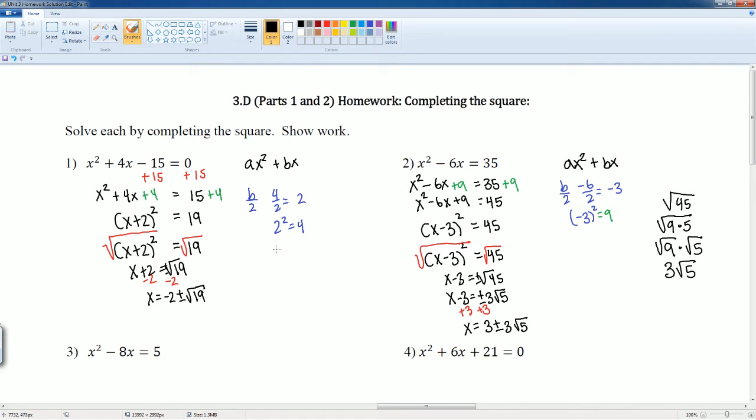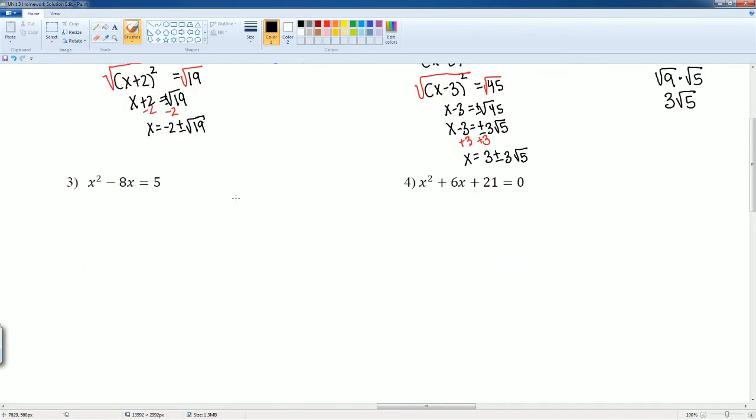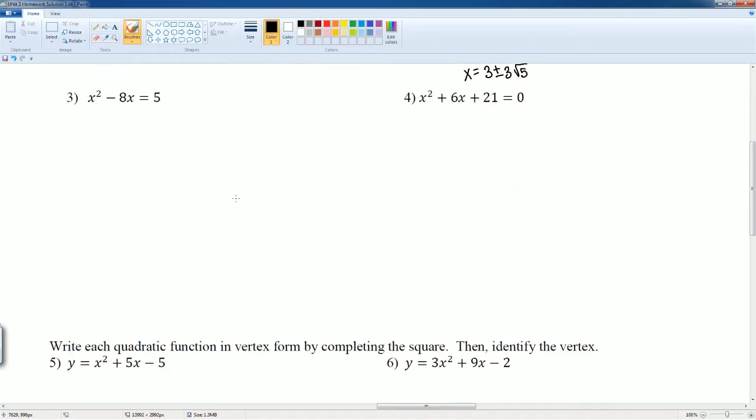Welcome to the homework solution tutorial. This is on 3D, completing the square. Here we are going to solve by completing the square for number 3 and 4.